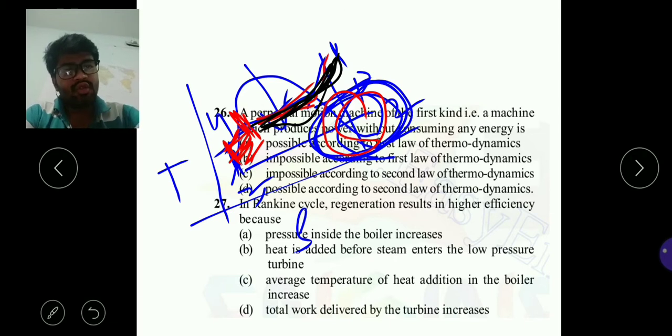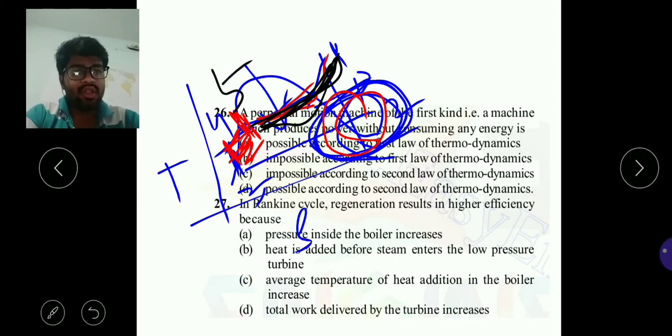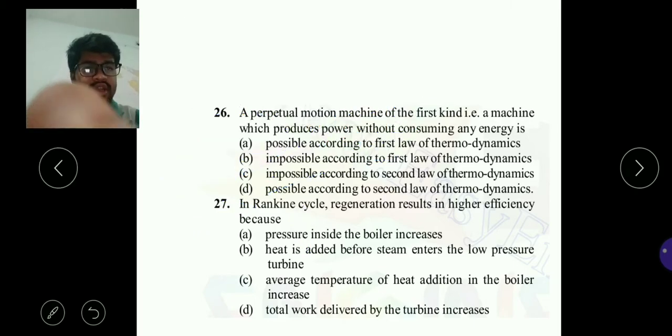Let it be point 5, so 5 to 1 only. We have reduced the heat addition process from 4 to 5. Due to that, the average temperature of heat addition will increase, so that our efficiency will be increased. So let us check which option is correct here.